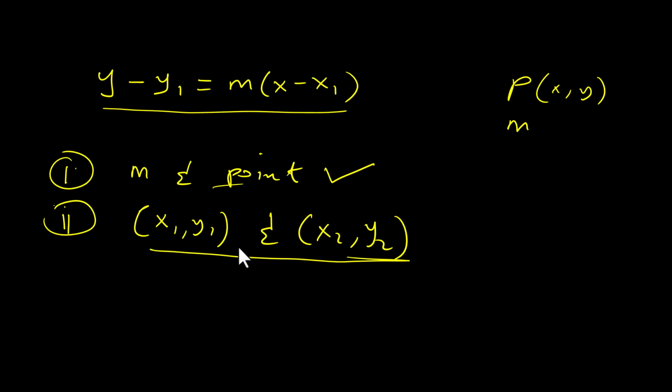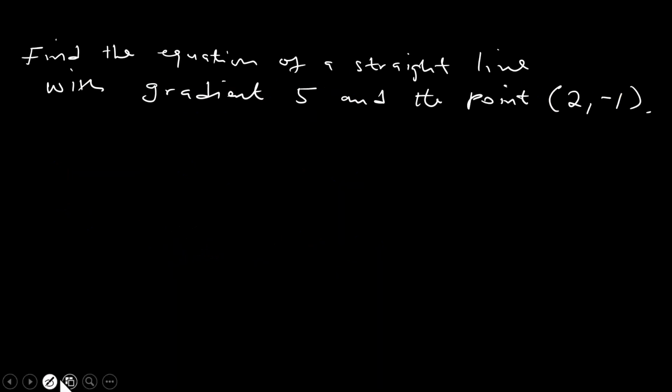I've taught you how to find the slope of two given points, so you can check it out in my previous videos. After finding the slope, you go ahead with your two points, and you are there. All right, so let's look at this example. Find the equation of a straight line with gradient 5 and the point (2, minus 1).